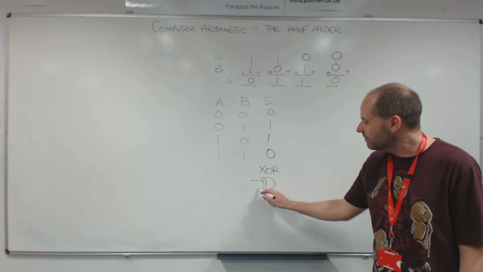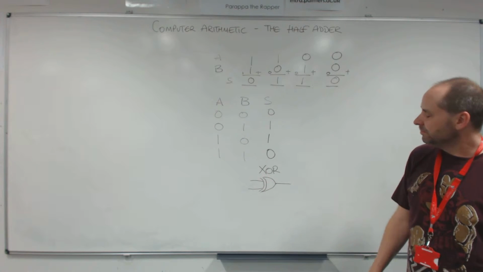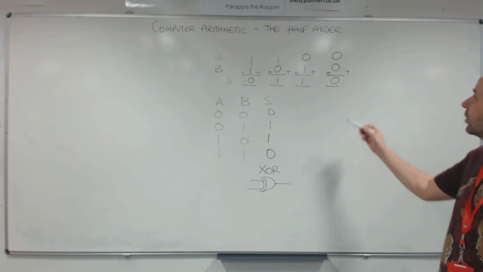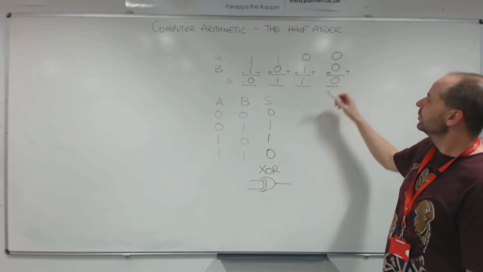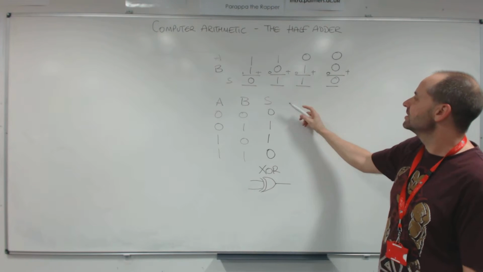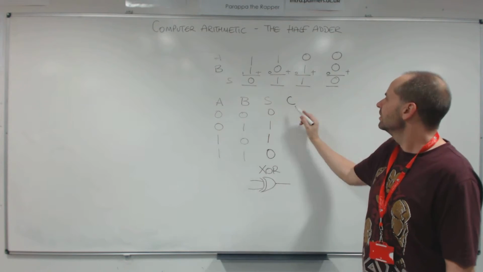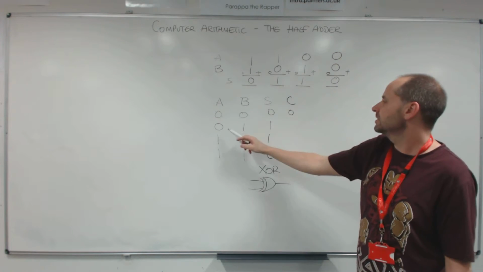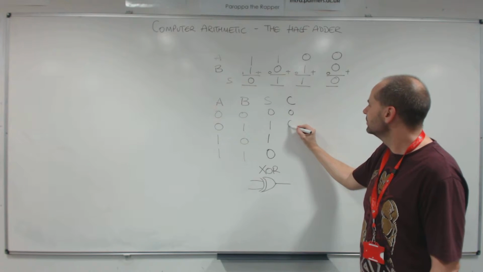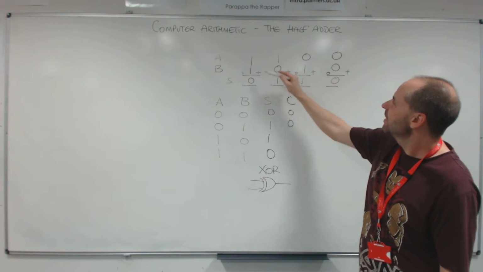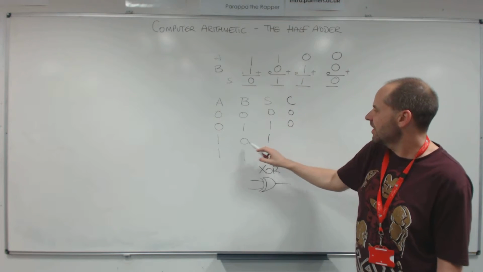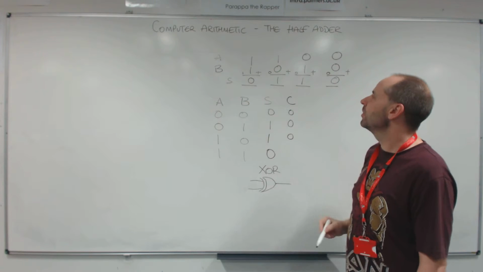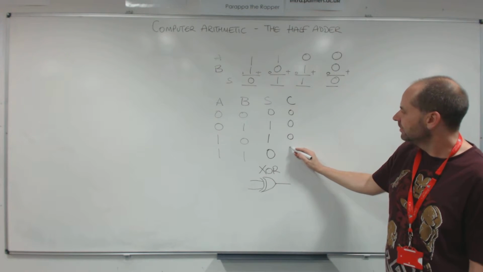Okay, so two inputs. If they're different, you get a 1. If they're the same, you get a 0. So if we look at these patterns again, but look at the carries each time. When A is 0 and B is 0, the carry is 0. Let's just put a C. When we got 0 for A and 1 for B, we get a carry of 0. When we've got a 1 for A and a 0 for B, we get a carry of 0. And when we get a 1 in A and a 1 in B, we get a carry of 1.